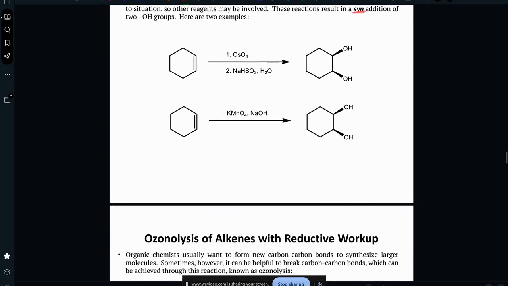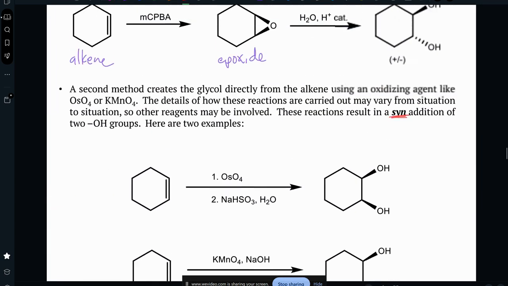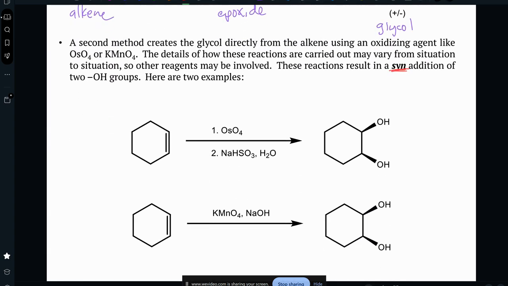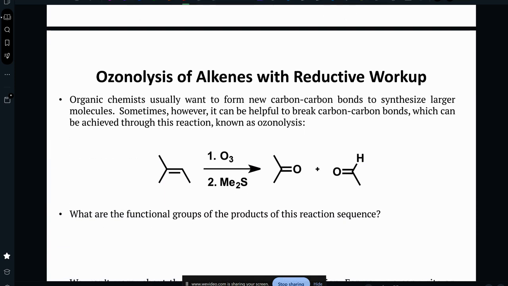All right, and one more reaction for our hodgepodge today. And this one's completely different. We've been looking at addition reactions where we take an alkene and we add something to both carbons. This next one, ozonolysis, is a way to actually break up a molecule into smaller bits. We don't do this a whole lot because usually chemists are focused on building up bigger molecules, but sometimes it can be helpful to break a specific carbon-carbon bond. And we can do that through what we call ozonolysis.